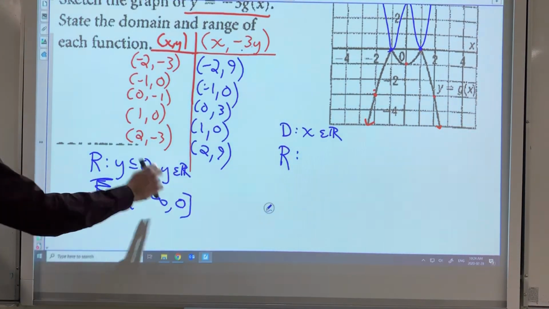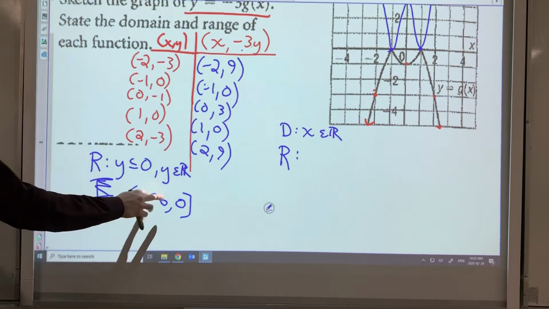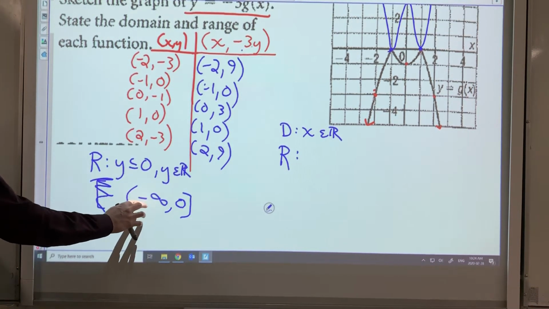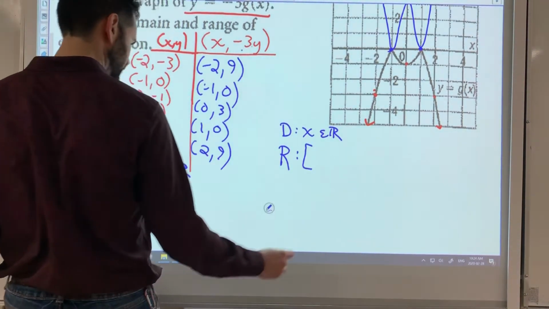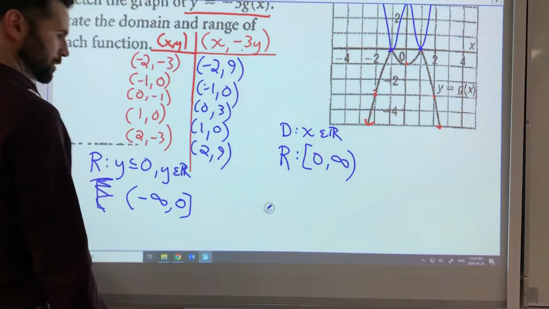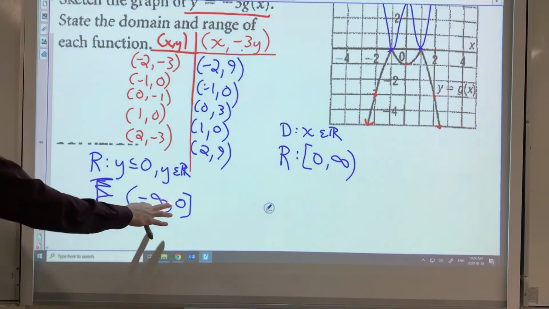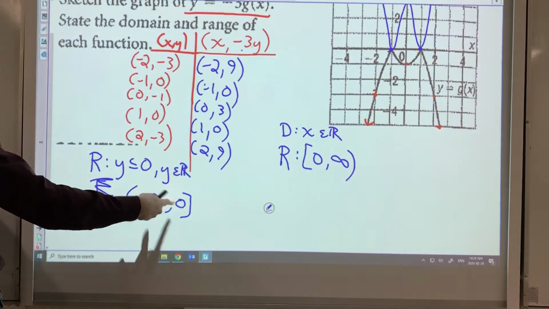Right? This is negative infinity to 0. I guess it kind of makes sense. If you multiply negative infinity by negative 3, you get positive infinity. So the new range would be 0 to infinity. You always have to write the smallest one first. So sometimes when you do a reflection or you have a negative, it changes the order of them, right?